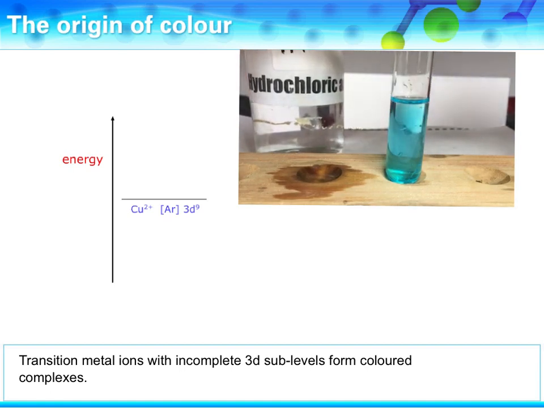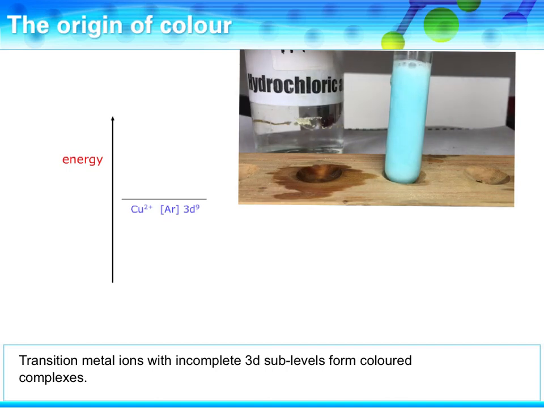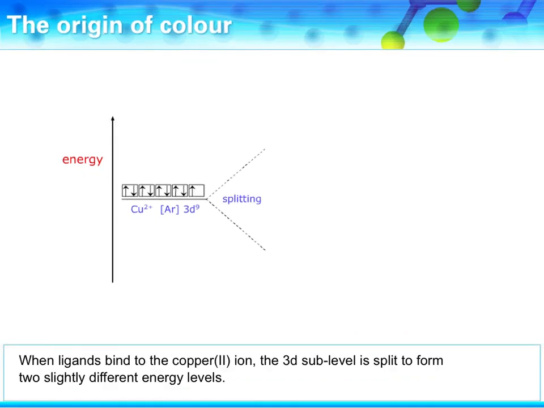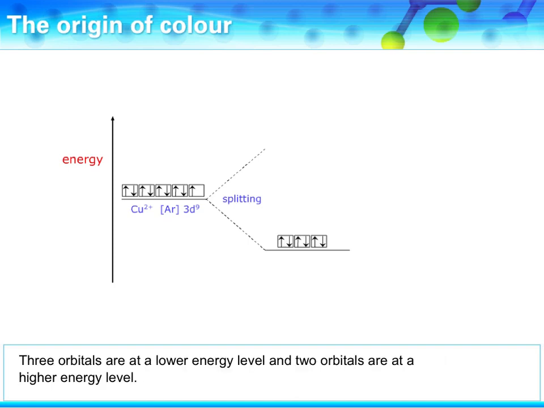If we look at the electron configuration of copper, we can see that copper has an incomplete 3d subshell. So copper 2+ ions have only 9 electrons in their 3d level, and the horizontal line represents their energy levels before a ligand binds. When ligands bind to the copper 2+ ion, the 3d sublevel is split to form 2 slightly different energy levels. 3 of the d orbitals, as you can see here, are at a lower energy level, and 2 of the orbitals are at a higher energy.